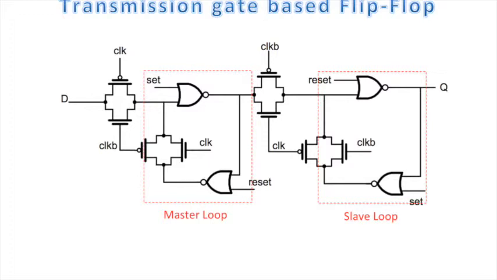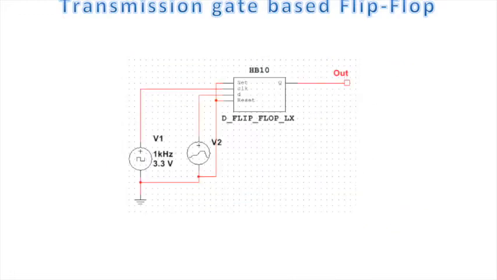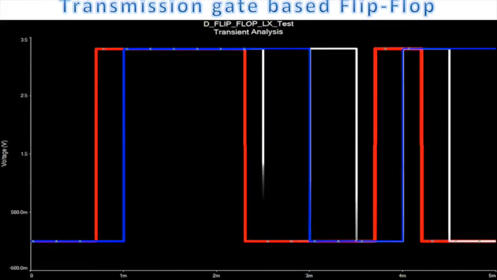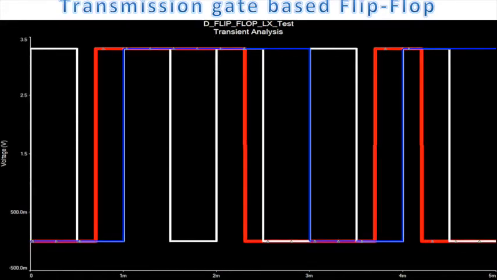If the clock is idle, the current data will stay at the master loop. When the clock is active, the data will load from the master loop to slave loop, and the new data will come into the master loop. For testing the flip-flop, we can see that when the input changes, the output does not change until the next rising edge of the clock.